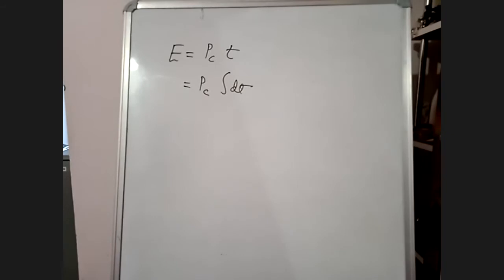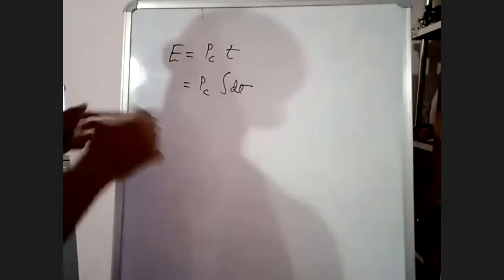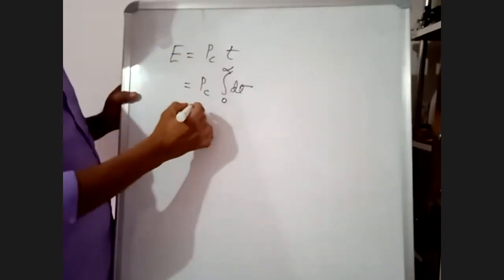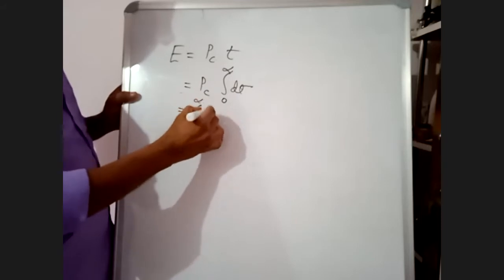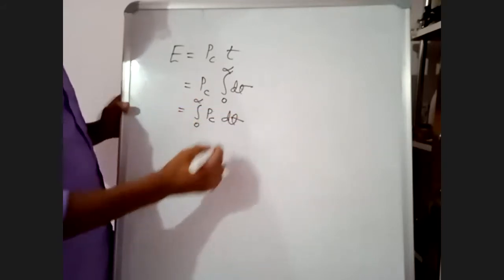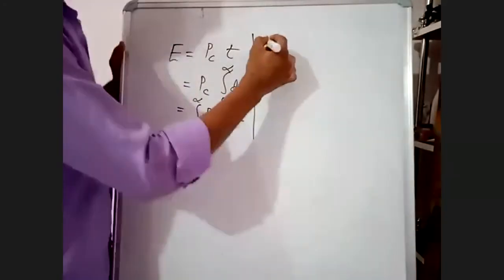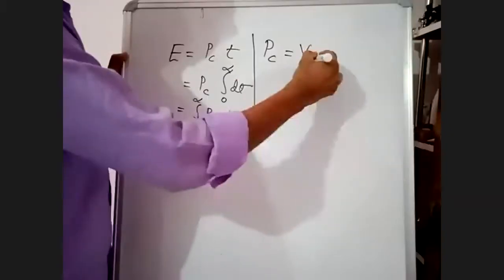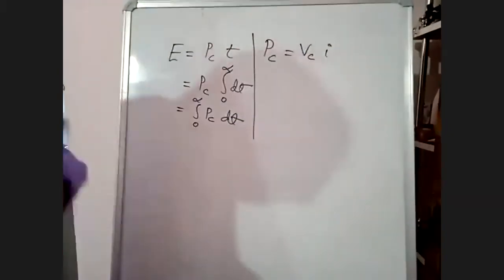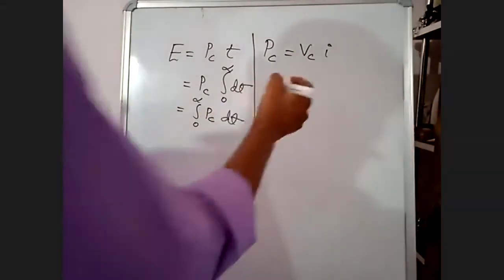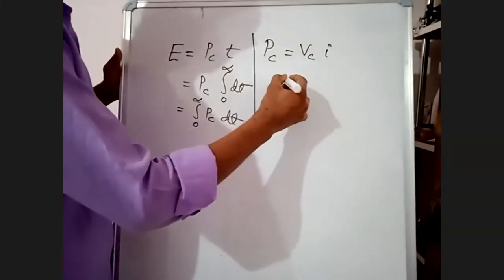So now we have to derive the formula for energy in the capacitor. That is, I'm taking the limits 0 to infinity, integral of 0 to infinity, PC into dt. So now I want the power in the capacitor. If I know the power in the capacitor, then I can determine the energy in the capacitor. Power in the capacitor is voltage multiplied by current. Voltage in the capacitor multiplied by current. You know the voltage in the capacitor. Just now we have derived. What is the formula?